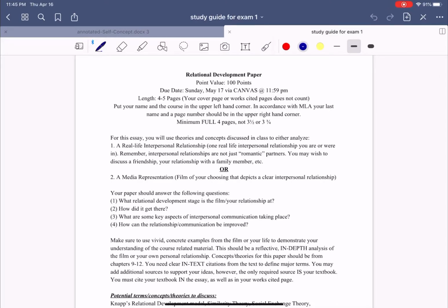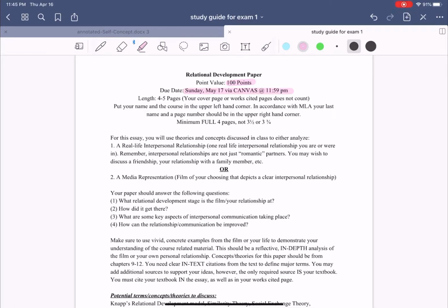A lot of it has to do with upcoming chapters, mostly from chapter 9 through chapter 12, but you can start working on it, start thinking about what avenue you want to take, because I'm giving you two different directions that you can take with this specific paper. So it is worth 100 points and it is due Sunday, May 17th via Canvas at 11:59 p.m. So make sure that you have everything saved, you have it all up and ready to go before then.